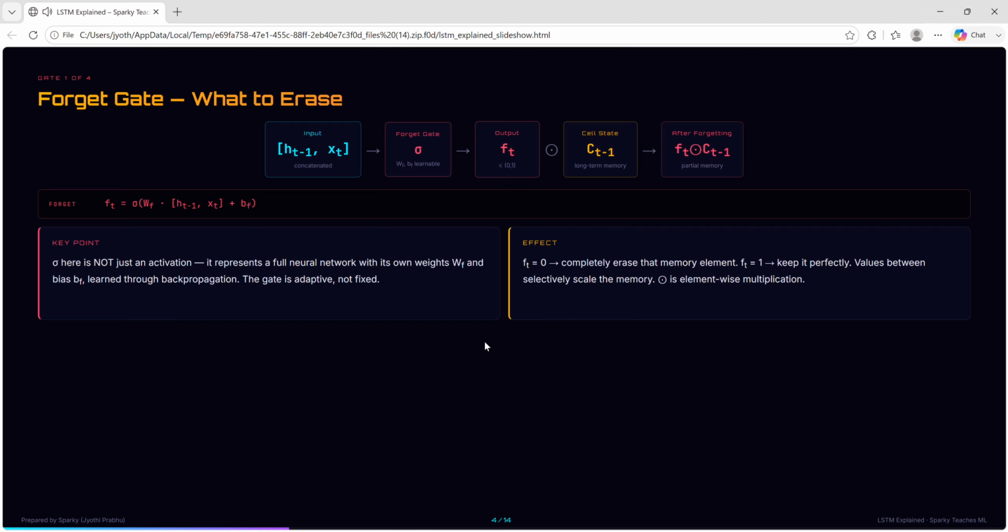Now let us look at the four gates. The first is the forget gate. Its job is to decide what to erase from the cell state. It takes the previous hidden state H subscript T-1 and the current input X subscript T, concatenates them, and passes them through a sigmoid neural network, with its own weight matrix W subscript F and bias B subscript F, both learned.